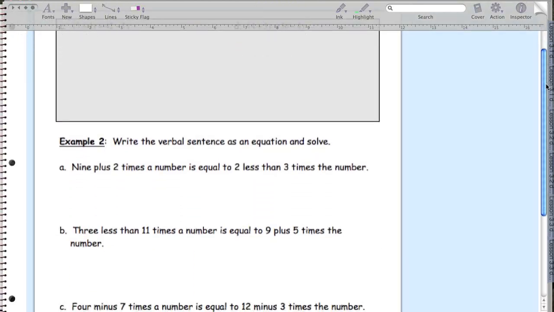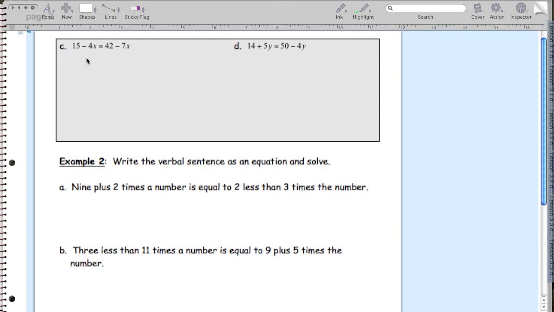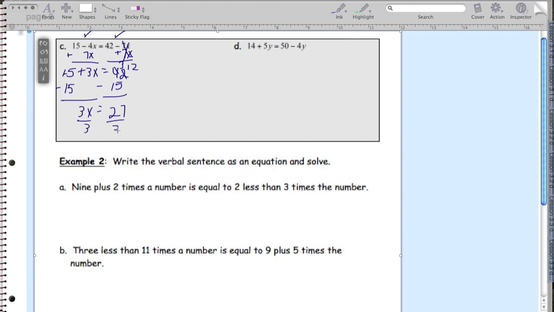All right, there's 2 more, and then we'll move on to example 2 and be ready to go. These 2 here, I'm going to check the left side, it's simplified, the right side simplified, so now I'm going to get my variables on the same side. Add 7x, add 7x, so I get 15 plus 3x is equal to 42. Subtract 15, subtract 15. 3x is equal to, if I subtract those, I get 27. Divide by 3, x equals 9.